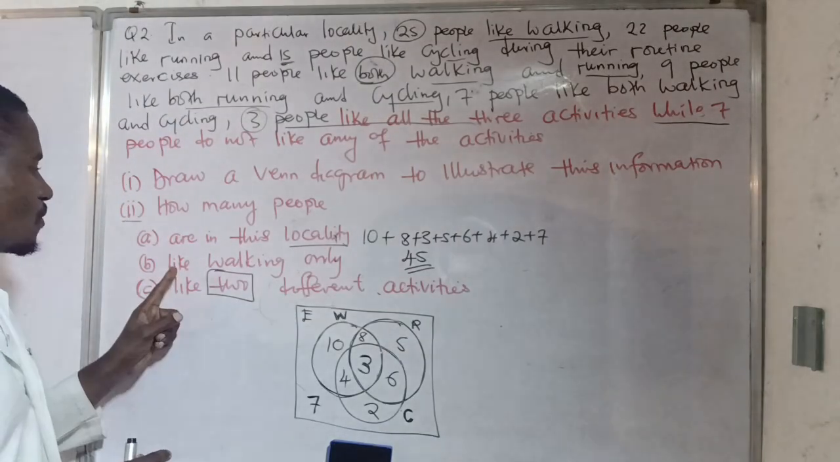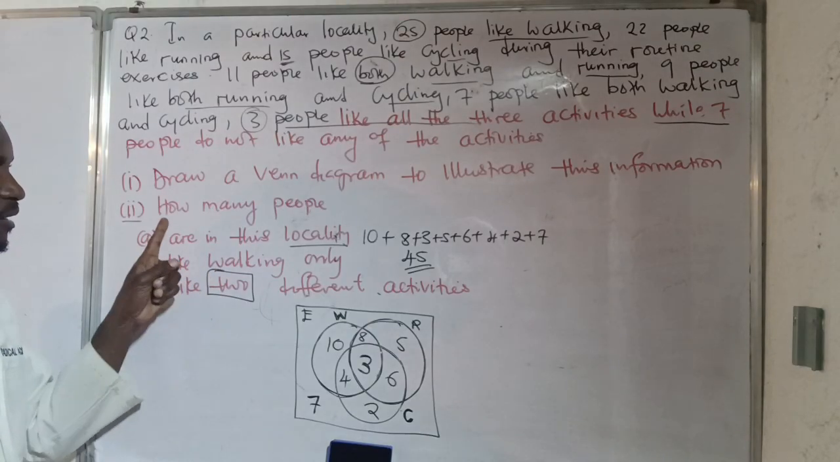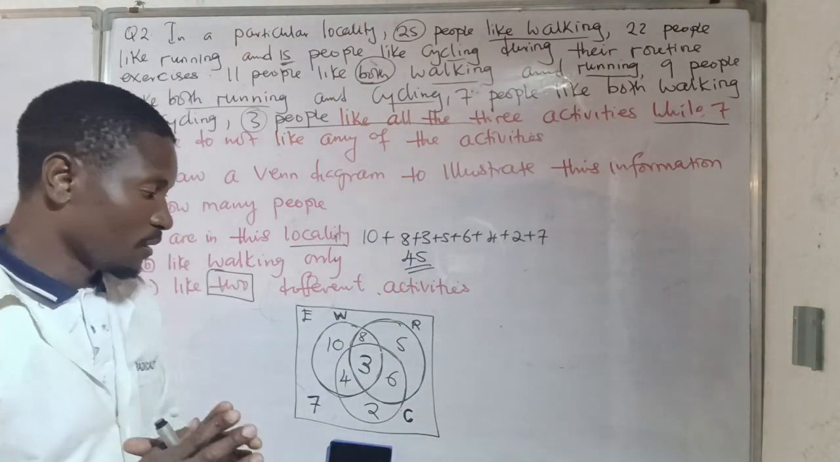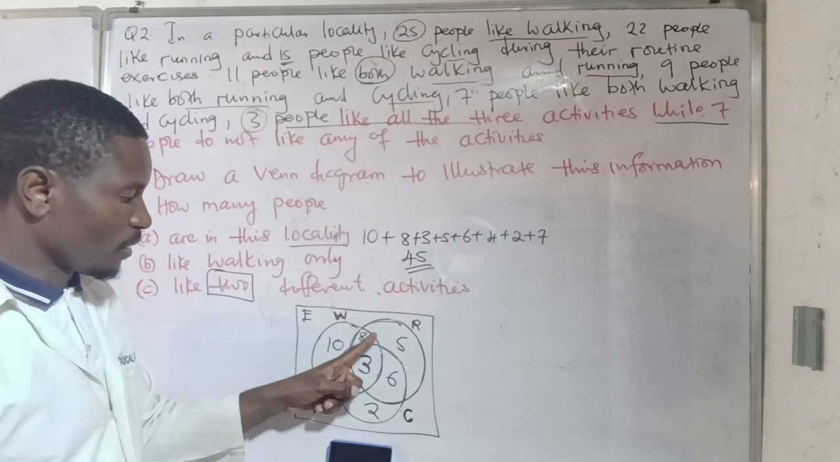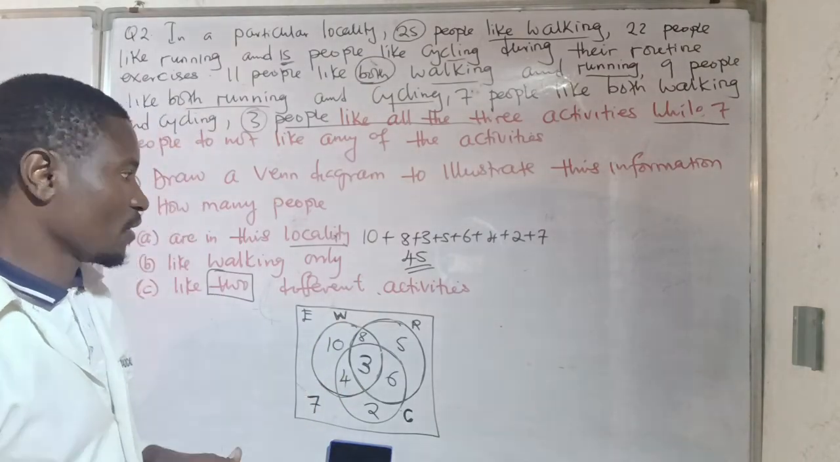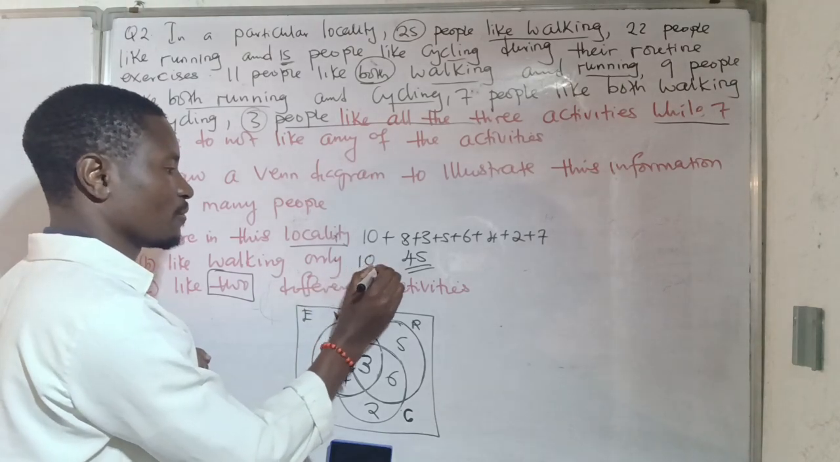Then the next question is, how many people like walking only? So just walking. You identify which region represents just walking, which is this one. So this is just 10. So for walking only, it is 10.